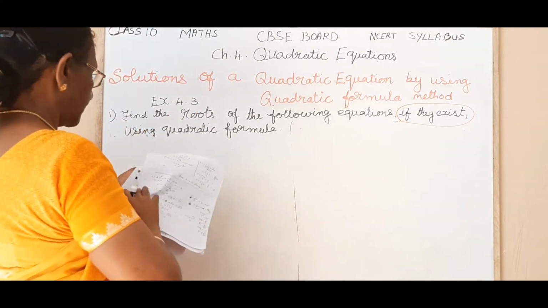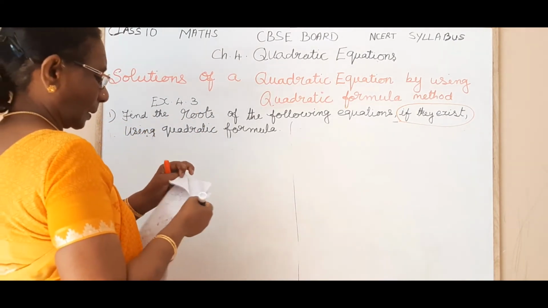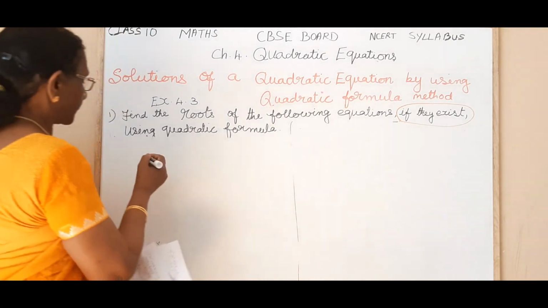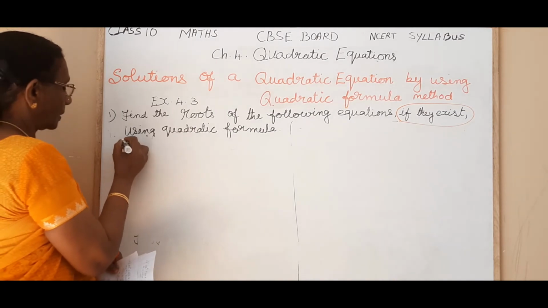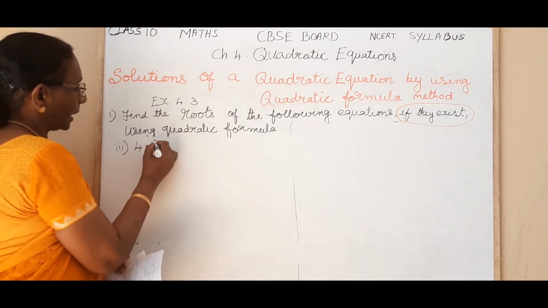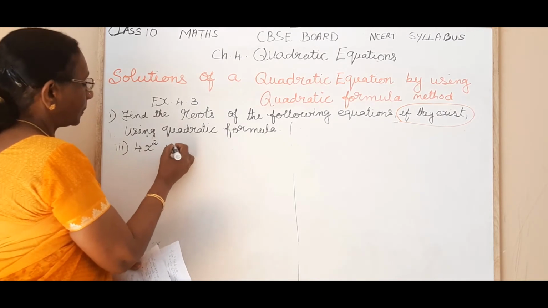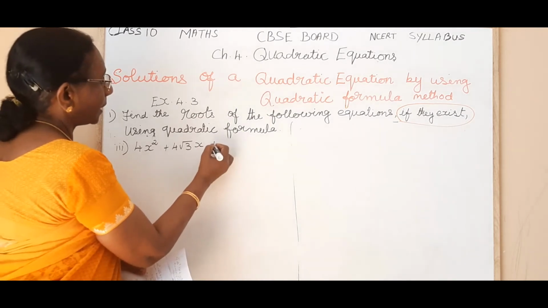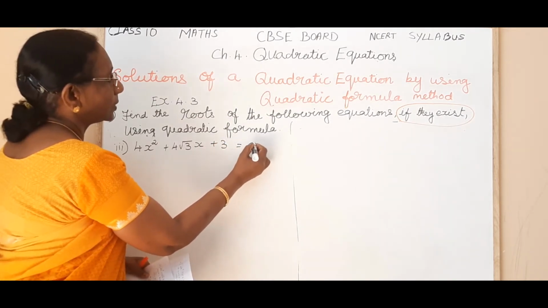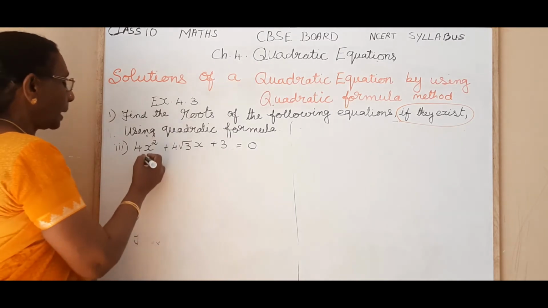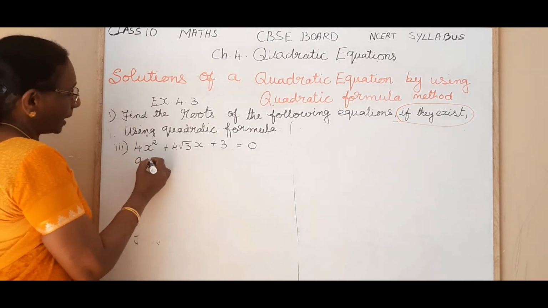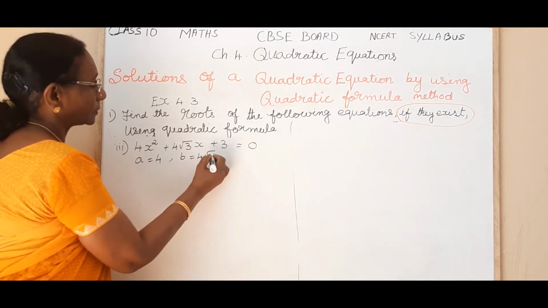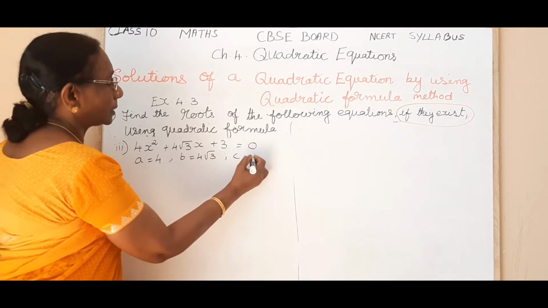Sum number 3 is 4x squared plus 4 root 3 x plus 3 is equal to 0. Again, what is the value of a? a is equal to 4 and b is equal to 4 root 3. c is equal to 3.